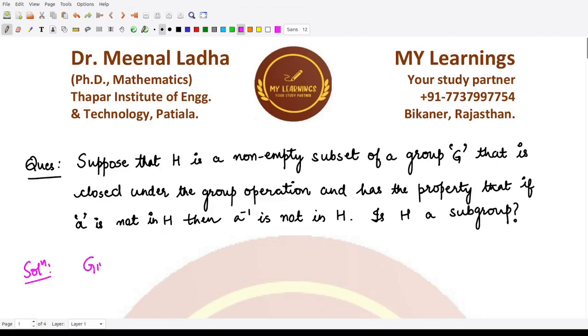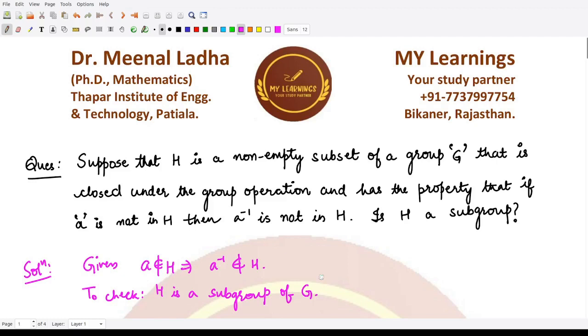So we are given that if A does not belong to H, it implies that A inverse also does not belong to H. What we have to check is whether H is a subgroup of G or not. So this is the criteria here. This is what we have to check.